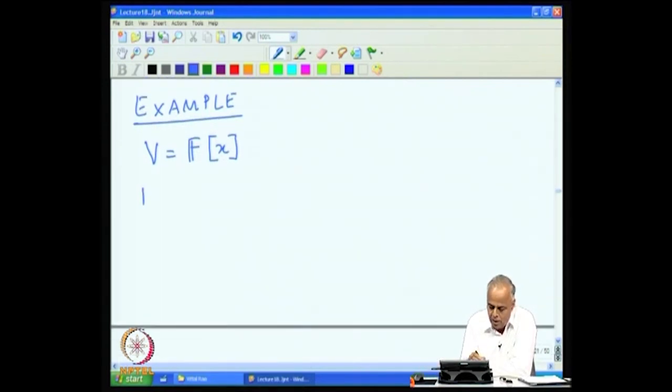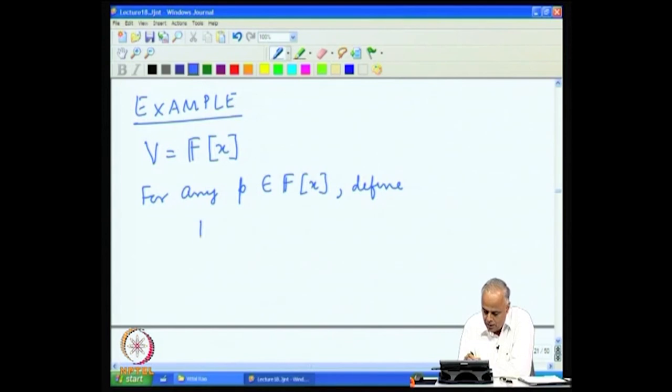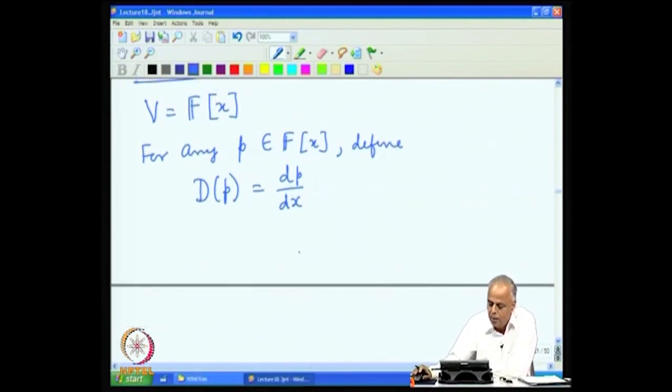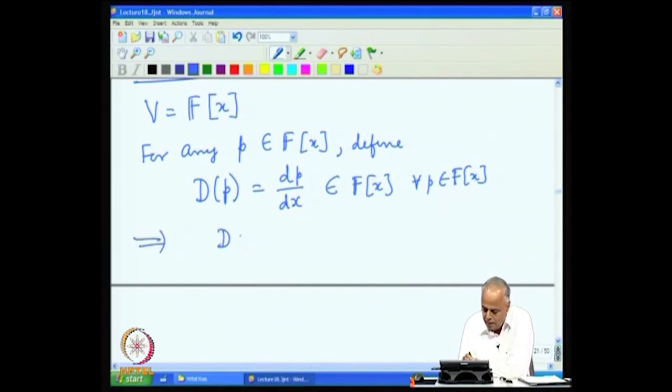Now, what are the vectors in V? They are all polynomials, so we will denote it by P. For any P in F[x], that is for any polynomial, define D of P to be dP by dx. That is the derivative, that is why we use the symbol capital D. So, the transformation that we are thinking of now is differentiation. So, take a polynomial P and just differentiate it, and we know that if we differentiate a polynomial, we will again get a polynomial, and therefore, this belongs to F[x] for every P in F[x]. And hence, D is a transformation from F[x] to F[x].